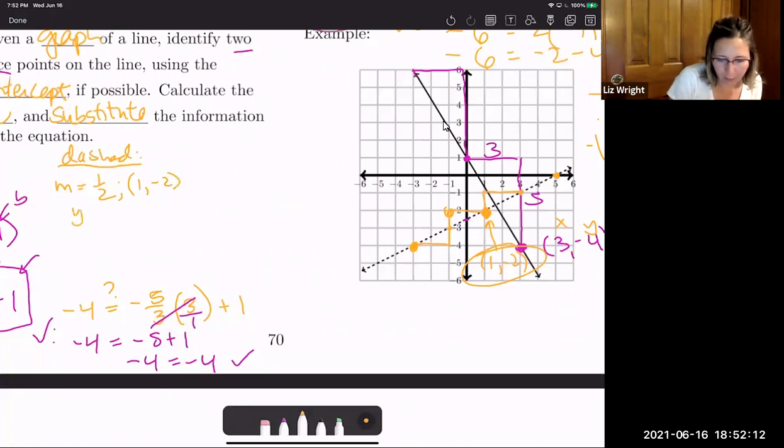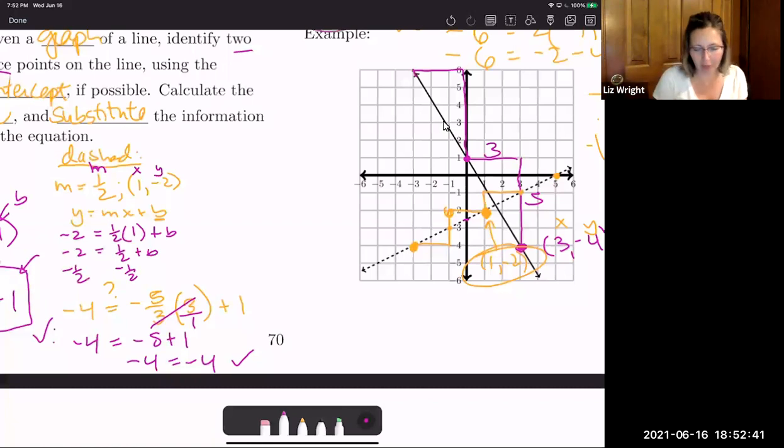And I'm going to plug it into y equals mx plus b to solve for b. So my y is -2. My m is 1/2. My x is 1, because again, this is x, y, and m. And then I'm solving for b. So 1/2 times 1 is 1/2. I'm going to subtract the 1/2. And if I take away 2 and I take away another half, that's -2 1/2. So -2 1/2 equals b.